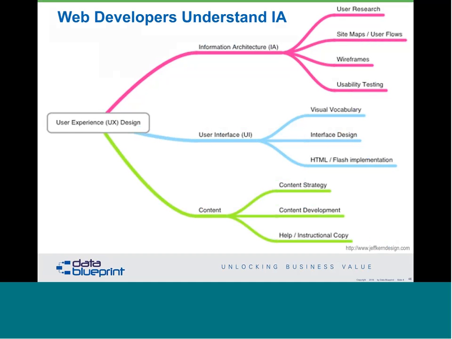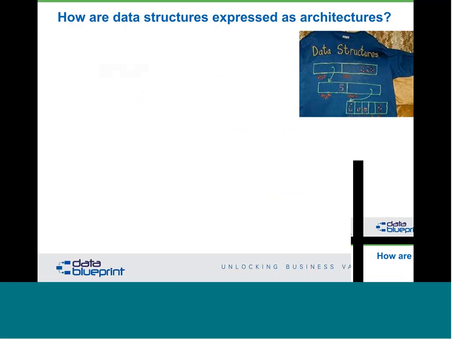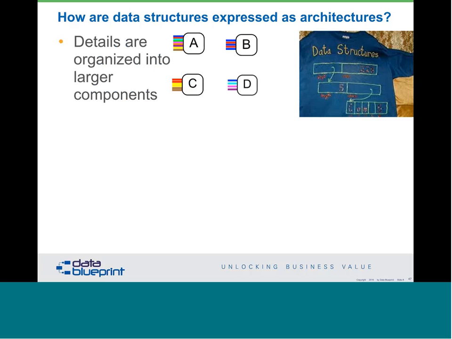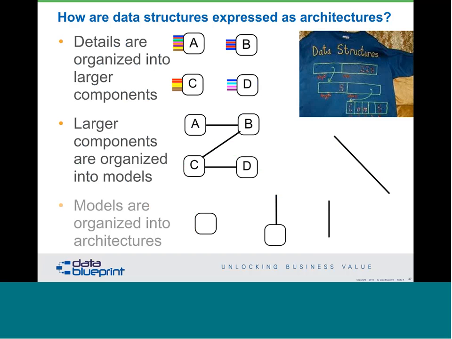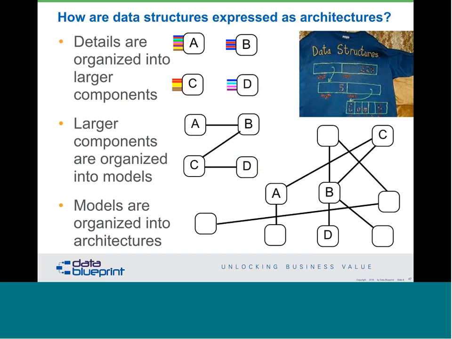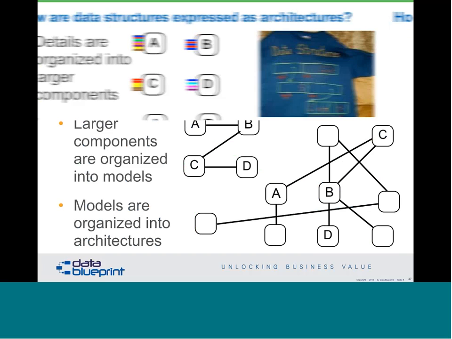Or even a simplistic picture like this that shows how these things are all relatively organized for the user experience. See, data architectures are always going to be expressed as architectures made up of data structures. We start out with details, and the details are organized into larger components that end up being models, and the models are then organized into architectures.